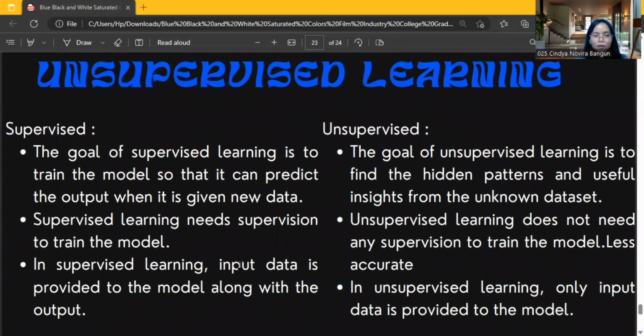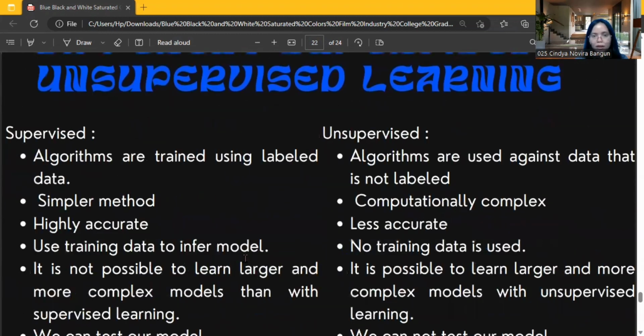7. The goal of supervised learning is to train the model so that it can predict the output when it is given new data. 8. Supervised learning needs supervision to train the model. 9. In supervised learning, input data is provided to the model along with the output.